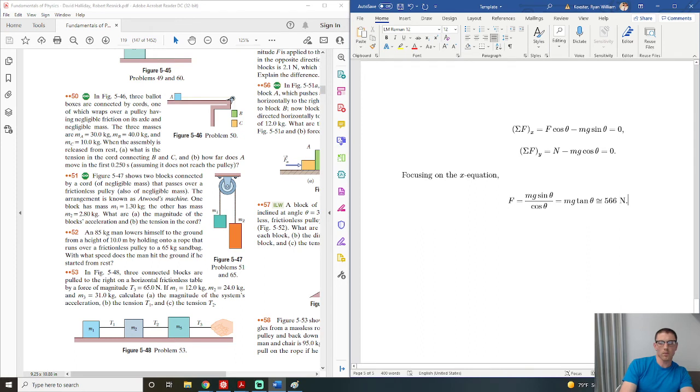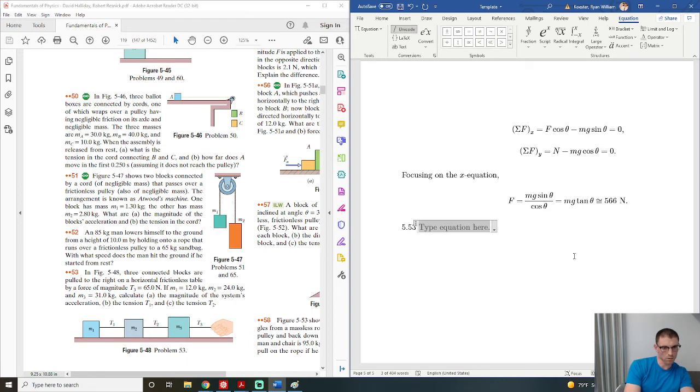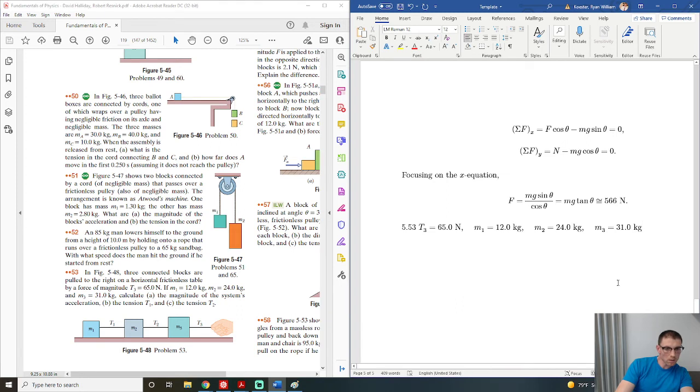For a problem like 5.53, let's see what we're given first of all. We're given some tension, 65 newtons. We're given a mass, 31 kilograms. I think that's it. We don't have anything else.